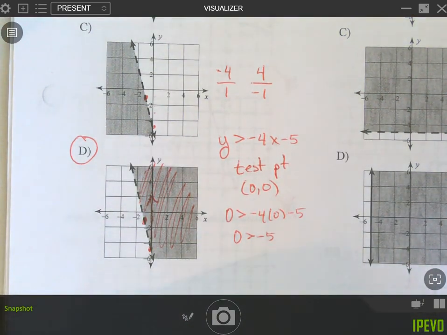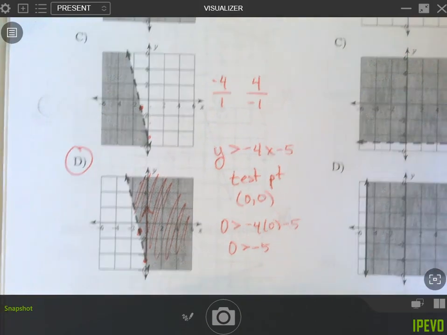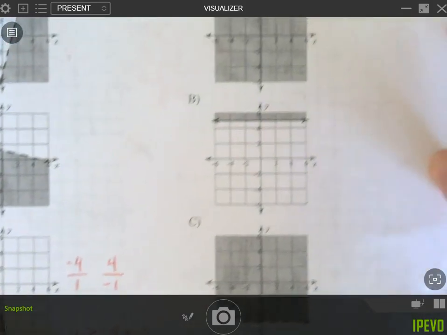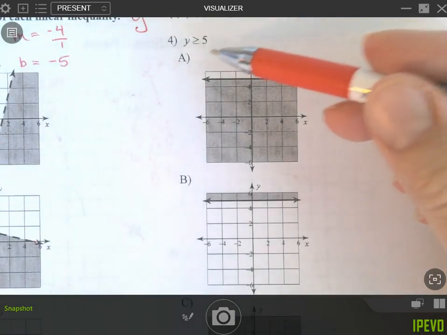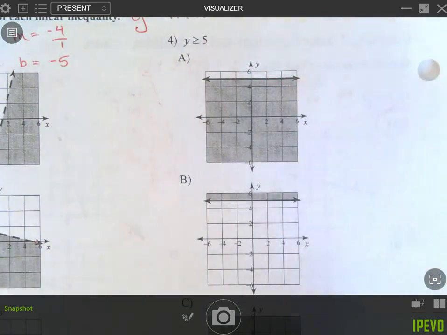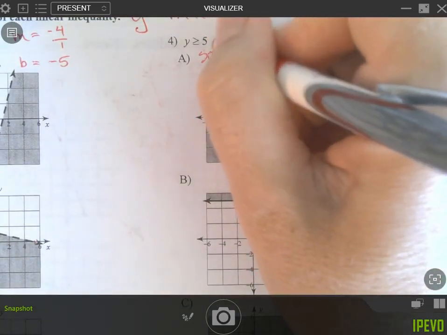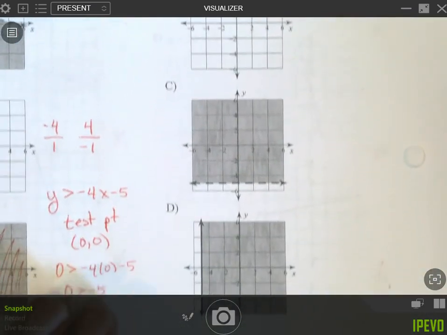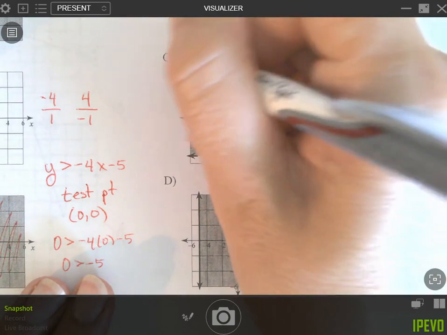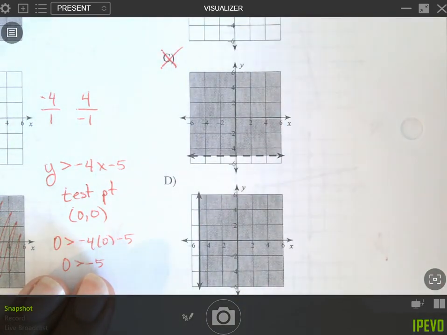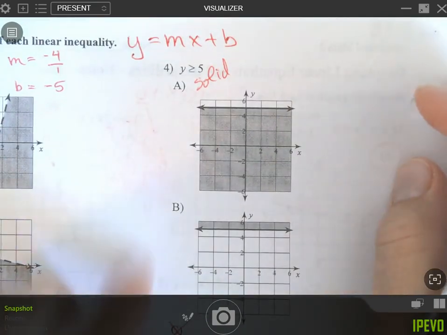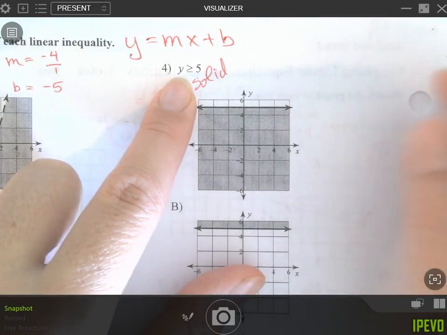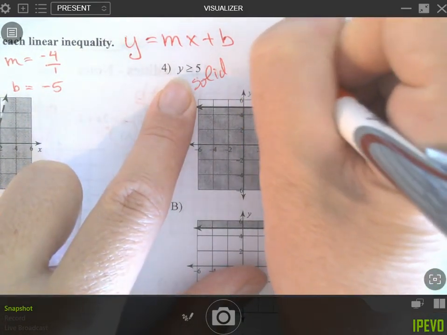Okay, I'm going to move over to the other side here. Now, first things first, this is greater than or equal to. We just talked about that. Should this be a dashed or solid line? It should be solid. So anything I can get rid of just based on that. C. I can get rid of C. So I don't even have to think about that because it's a dashed line. Okay, next thing. It's a pretty small inequality. It says y is greater than or equal to 5. What's M and what's B?